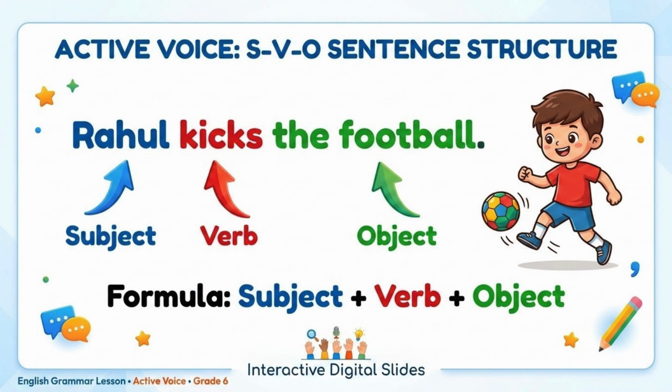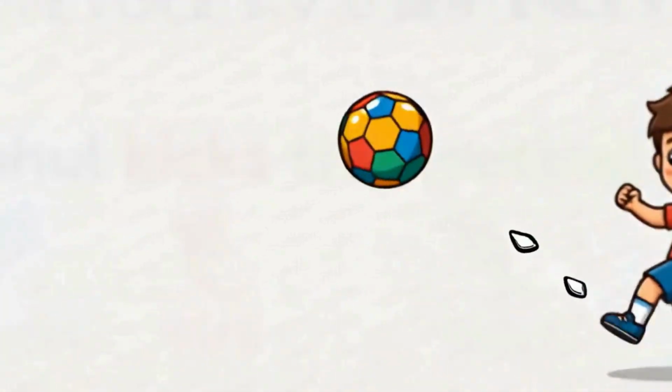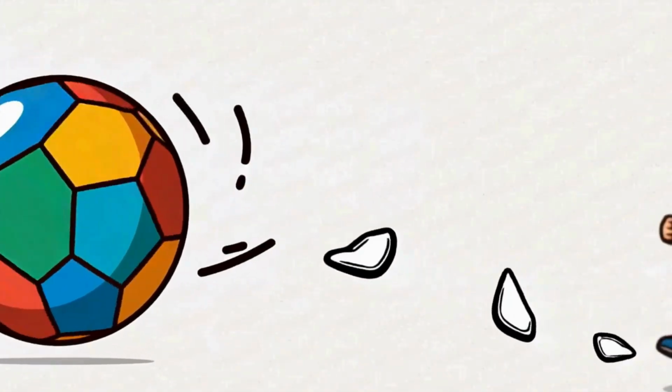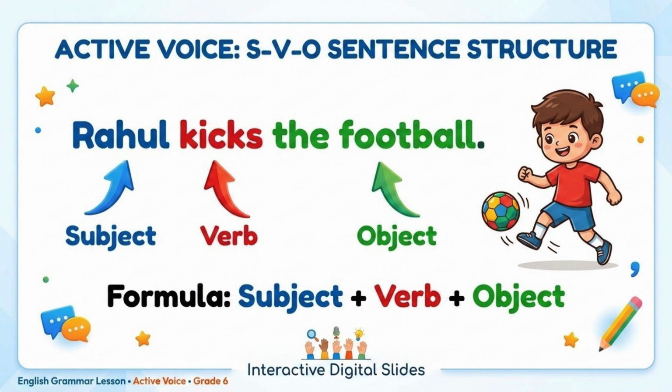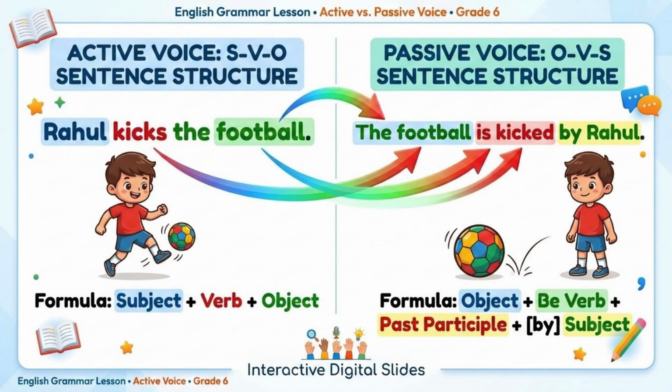Let's look at this sentence. Rahul kicks the football. Can anyone tell me who is doing the action? Yes, Rahul. Rahul is the subject. What is the action? Kicks, that's the verb. And what receives the action? The football. That is the object. Since the subject is performing the action, this sentence is in active voice. Remember the formula. Subject plus verb plus object.